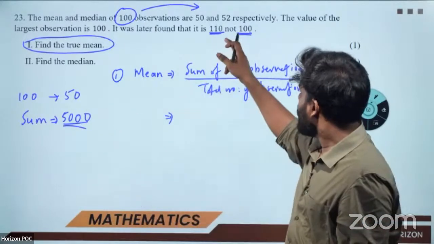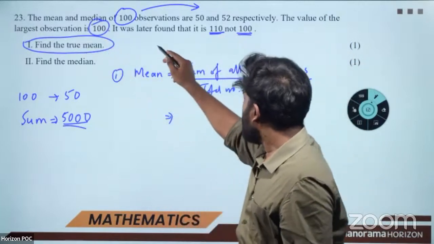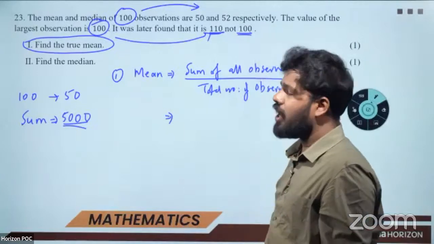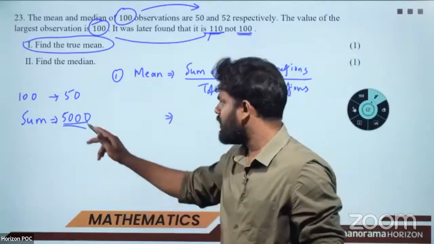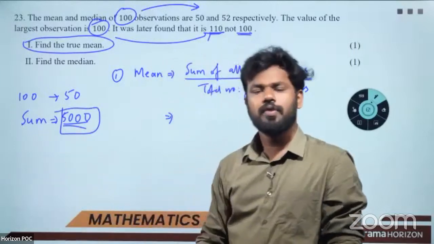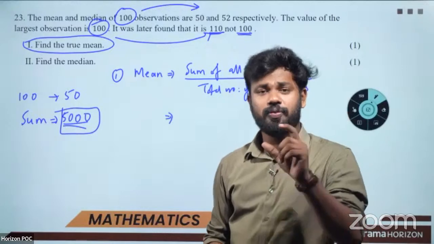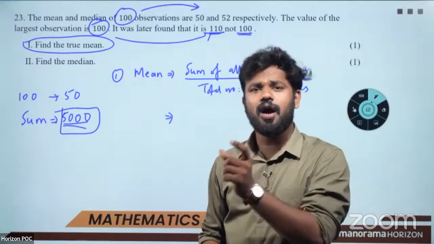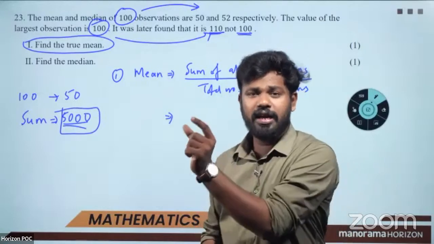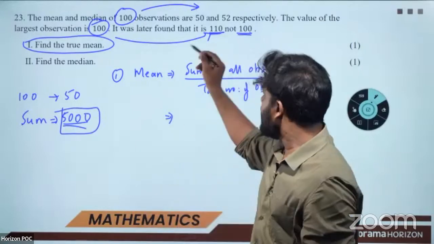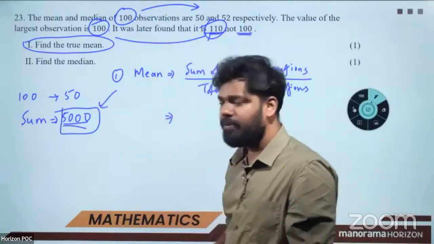Now look here. Instead of the largest observation 100, it was later found that it is not 100, it is 110. So what happens? Is the sum now 5,000? No. Why is that a no? Because the largest observation previously was 100, but now it has turned out to be 110. That means there is an increase of 10 there, right? So when there is an increase of 10 in the largest value, that will correspondingly change the sum also.